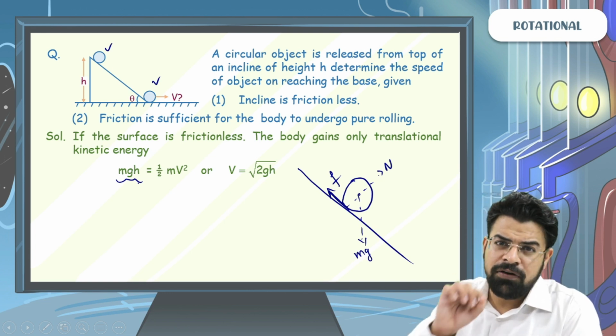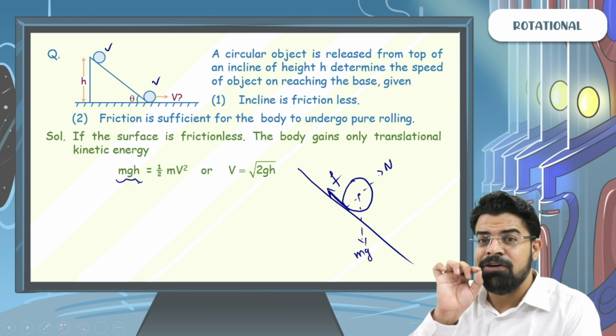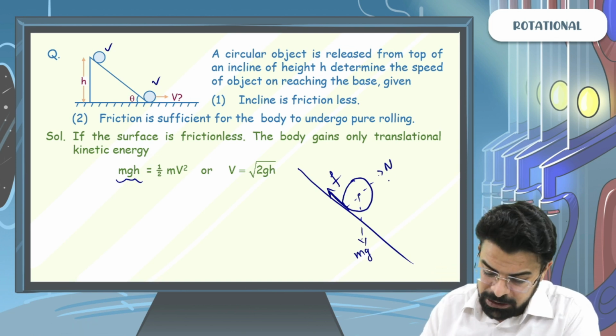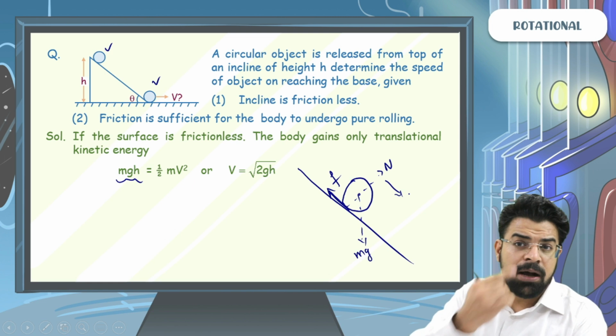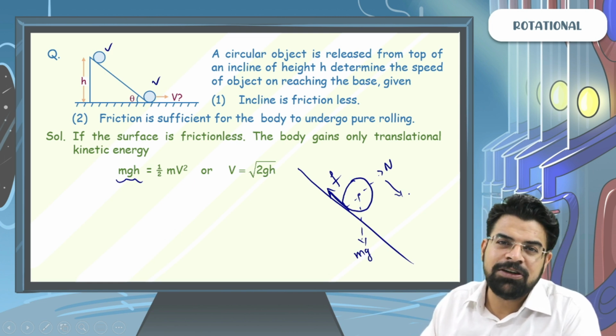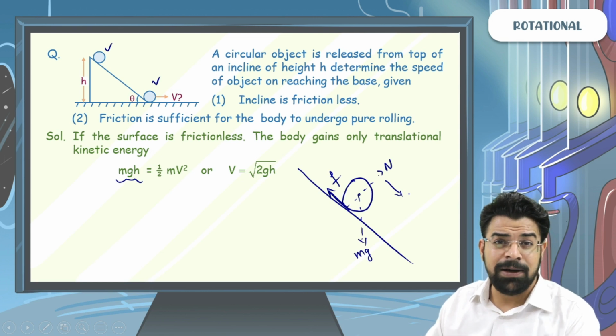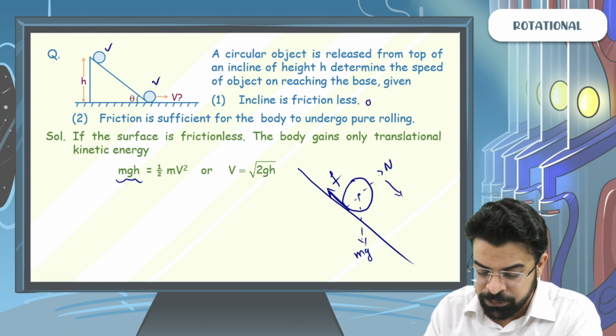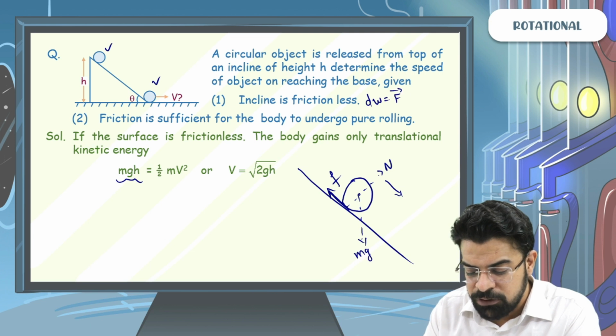Now majority of students will say that the work done by friction will be negative. Why? Displacement is down, friction force is up, so the work done by friction has to be negative. But to your surprise, the work done by friction comes out to be 0. Why 0? From the definition of work, we have learned that dW equals F dot ds.